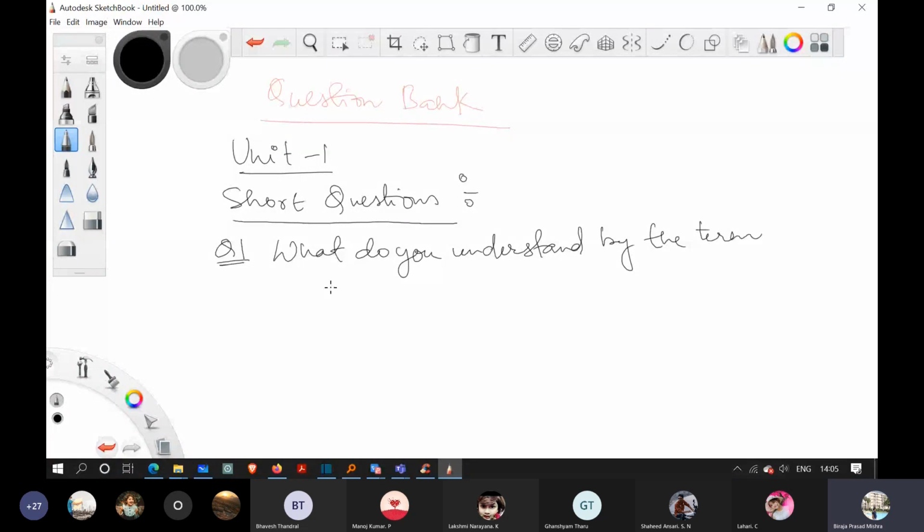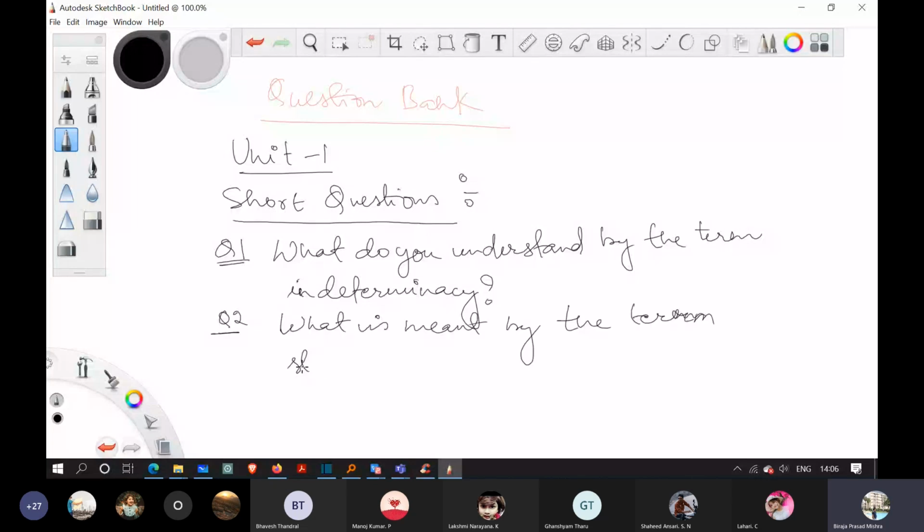Second, what is meant by the term statically determinate and statically indeterminate?